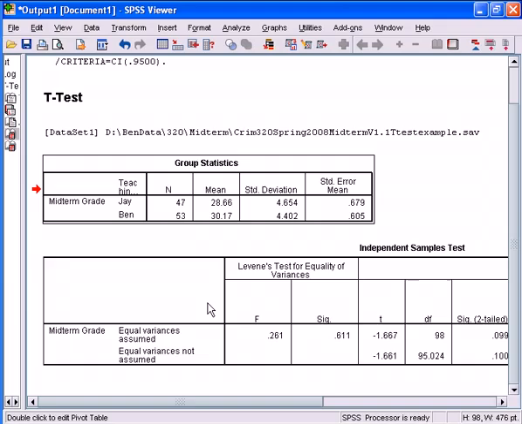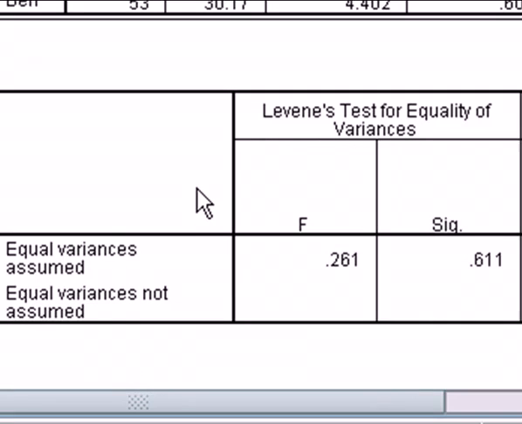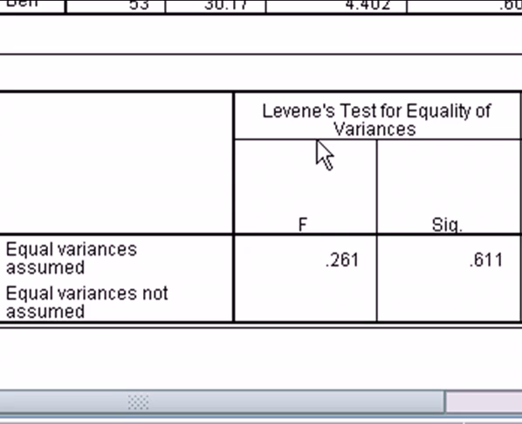The first thing you always have to do when you are interpreting the output for an independent samples test is first look at your Levene's test for equality of variances. Okay, this is a sub-hypothesis within your broader hypothesis test. The Levene's test tests the null hypothesis that the variances are equal on your grouping variable.